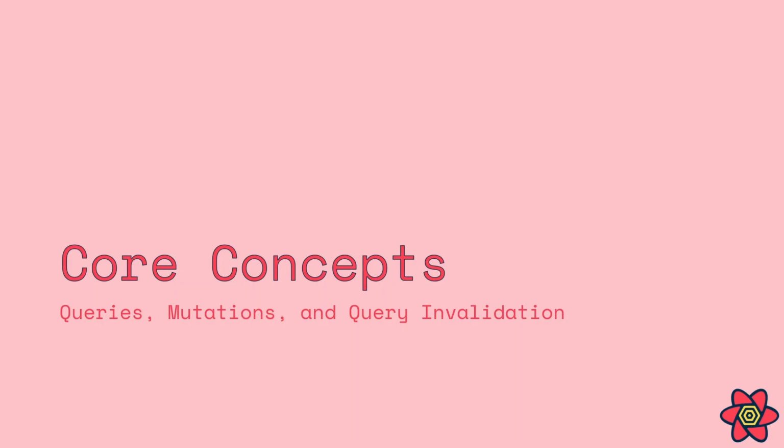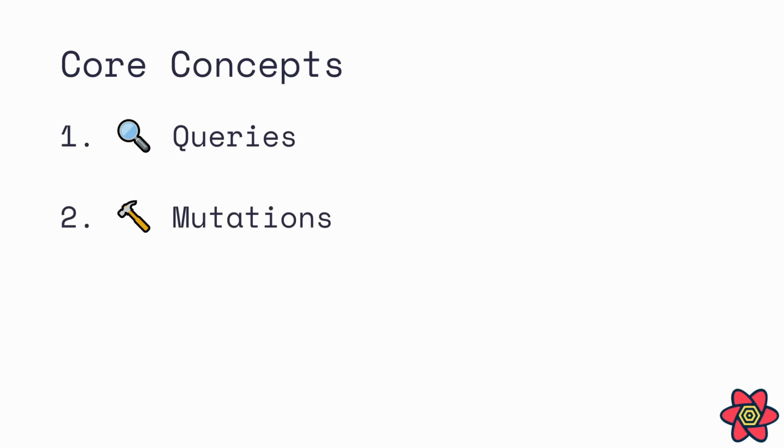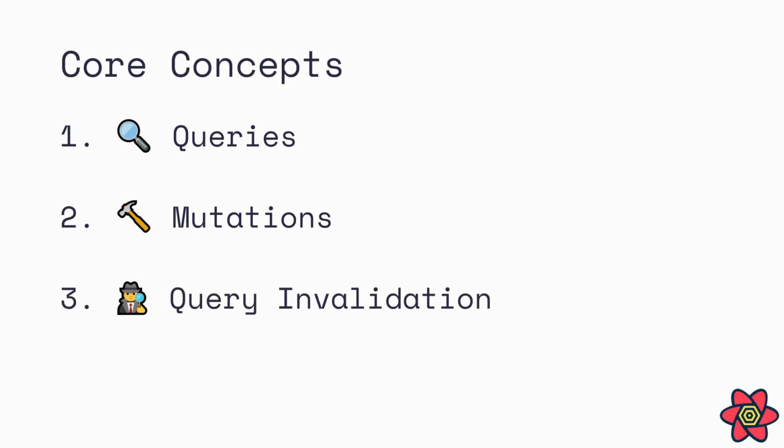So now that we have an understanding of the problems React Query aims to solve, let's go through some of the core concepts of the library. To have a good grasp of React Query, there are three core concepts you'll need to understand: queries, mutations, and query invalidation. Let's go through each one.